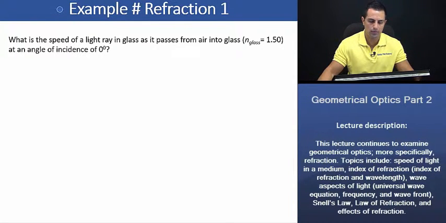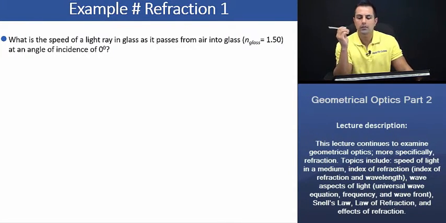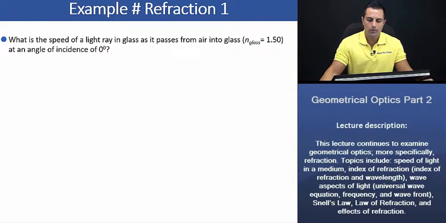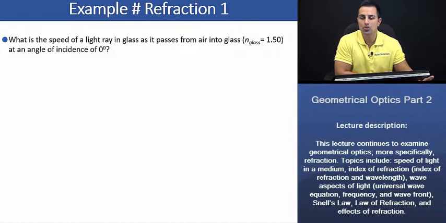Example refraction 1. What is the speed of a light ray in glass as it passes from air into glass? The index of refraction for glass is 1.50 at an angle of incidence of 0 degrees. Now, before we attempt the problem, let me ask you a question. In such a scenario, is there going to be a change in direction as the ray goes from the air to the glass? No, it's not, right?